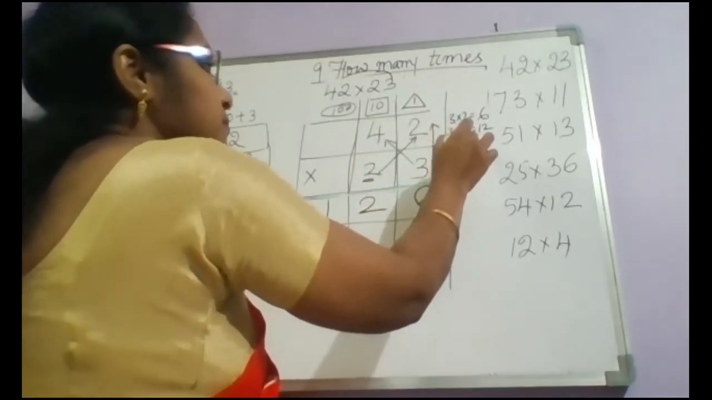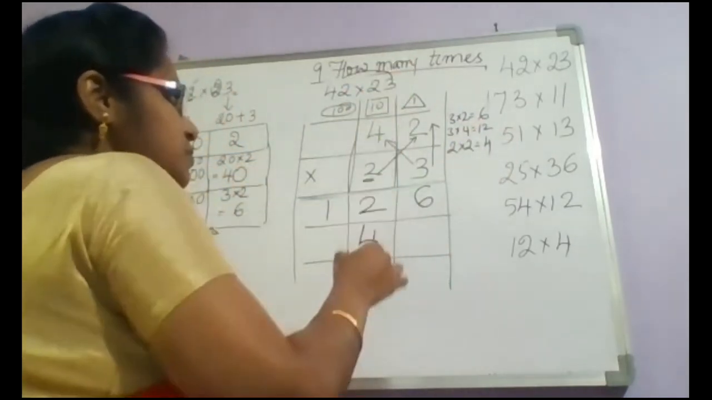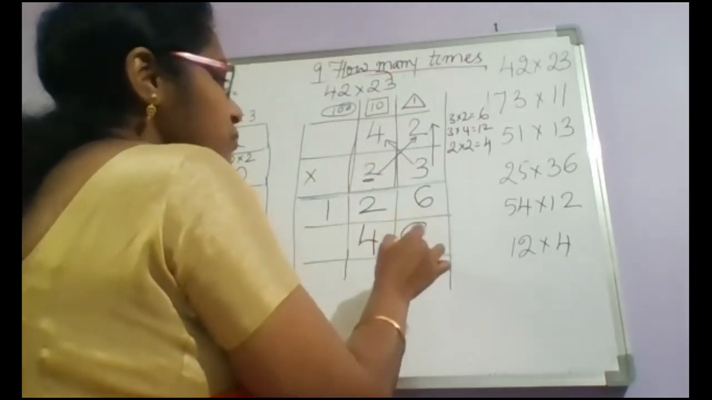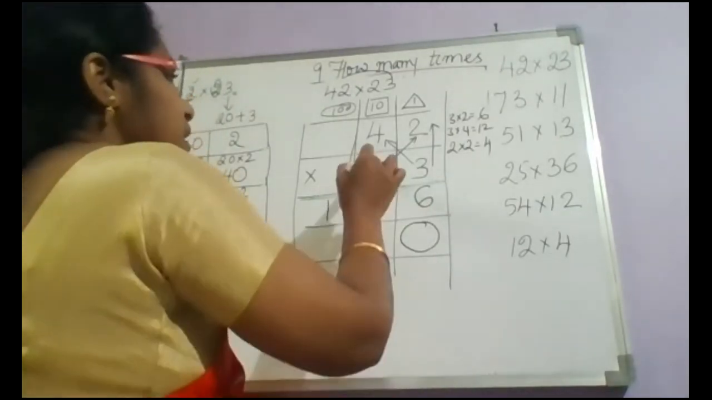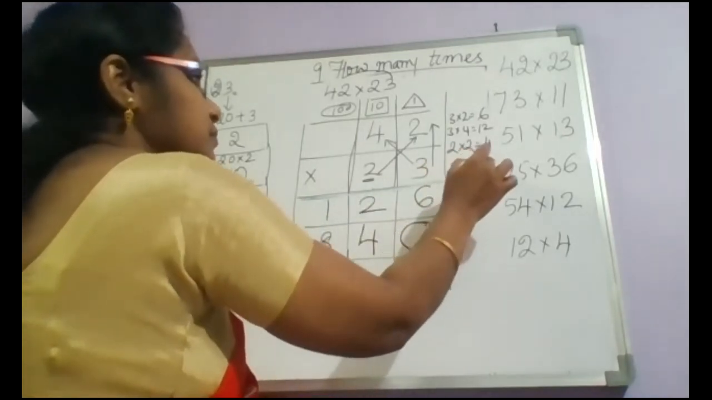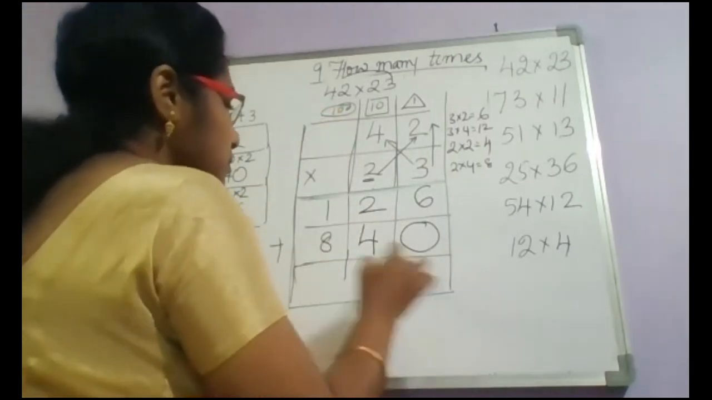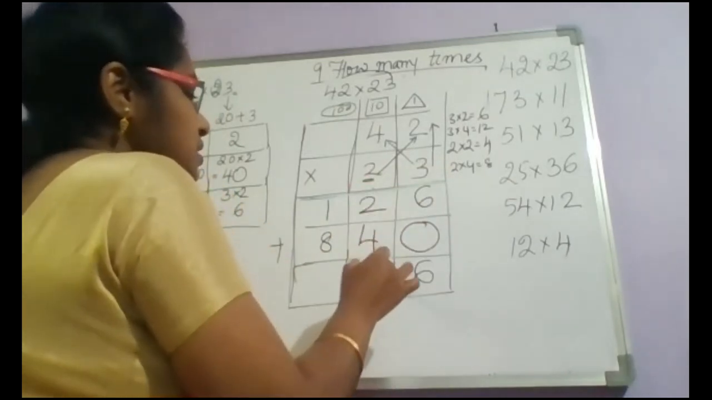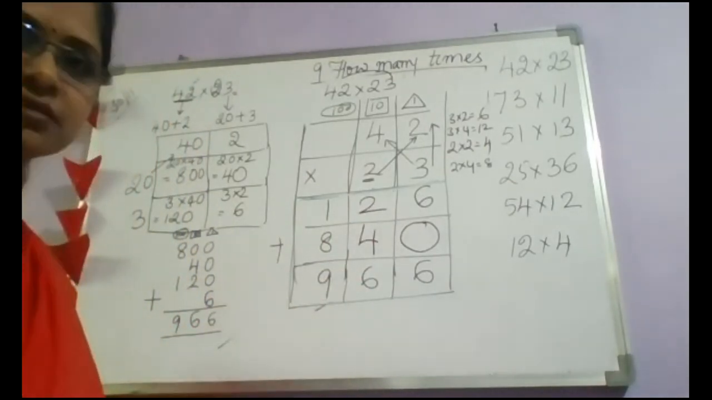Next, the number in tens with the number in ones. 2 2s are 4. That should be written only in tens because this value is from tens. So what should you write in ones? Just place 0. This is to be kept always whenever you have a 2-digit number. Then 2 4s are 8. And add these. 6 plus 0 is 6. 2 plus 4 is 6. 1 plus 8 is 9. See, you got the same answer, 966.